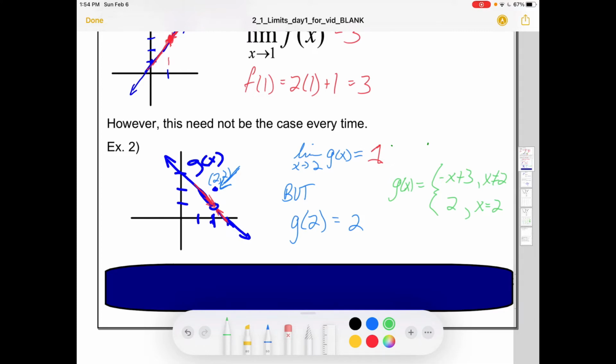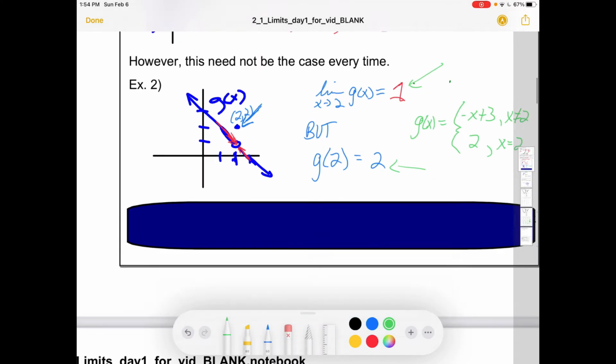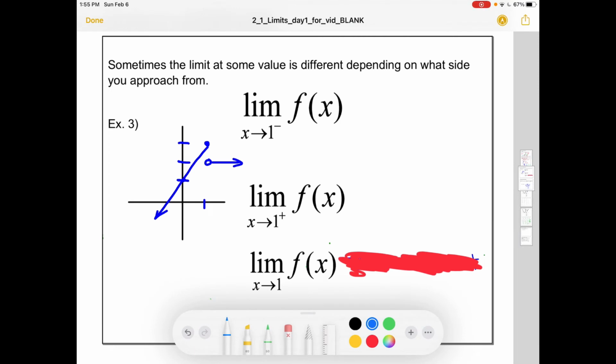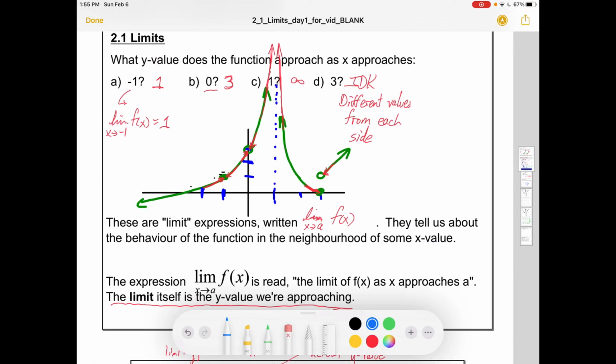But what's really important is that the point and the limit don't need to be the same thing. The limit is what we approach, and the actual value is the true y value on the function. Now, sometimes the limit at some value is different depending on which side you approach from. So we saw that in the first example. As x went to 3, we weren't quite sure what happens. It went towards 0 from the left and towards 1 from the right.